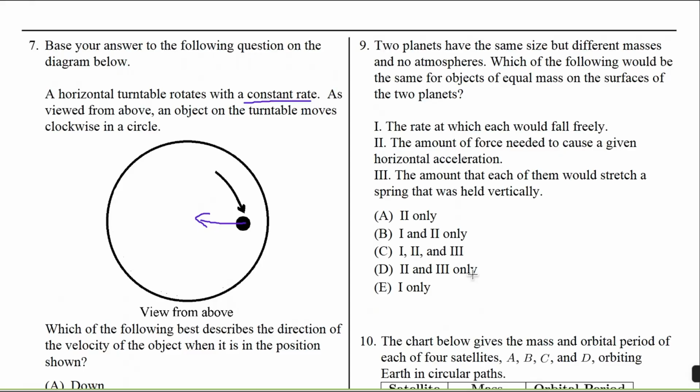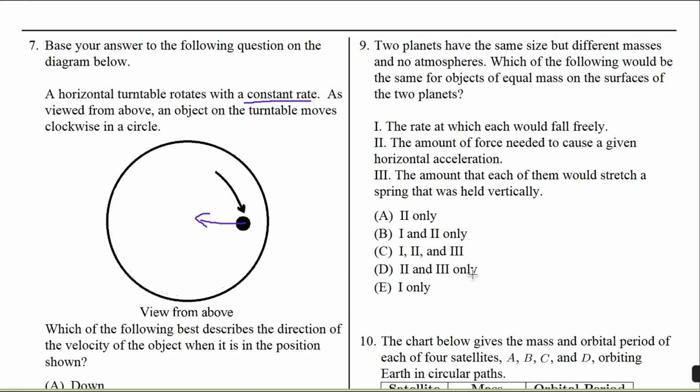Question 9. Here they want us to figure out which one of these cases would be the same if we go to a planet with the same size but different mass. The two planets are going to have different accelerations, right? The gravitational force is going to be different on these two planets. So which one of these scenarios would remain the same? Essentially, anything where we are not worrying about what's happening vertically. If we're doing something that is independent of the vertical motion, then the forces of gravity should not play a factor.